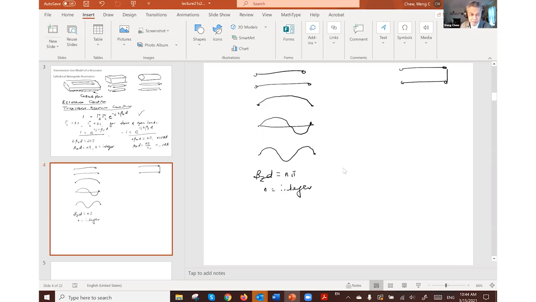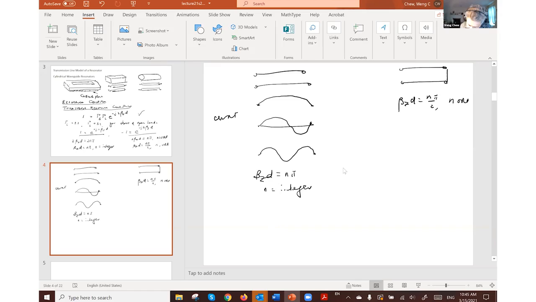And so you have the case where beta ZD is n pi over 2 and n odd. And you can actually figure out what the voltage pattern should be like. This is actually the current. Okay, I'm actually plotting the current here. Current should be 0 at the two ends, is what you have.